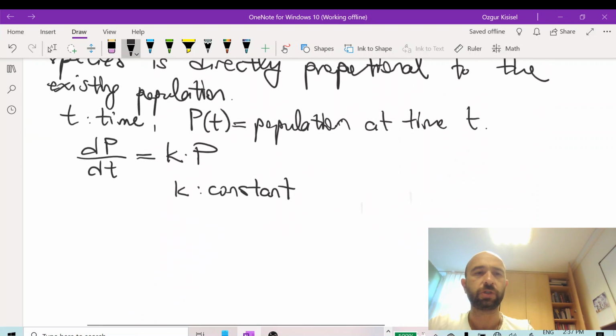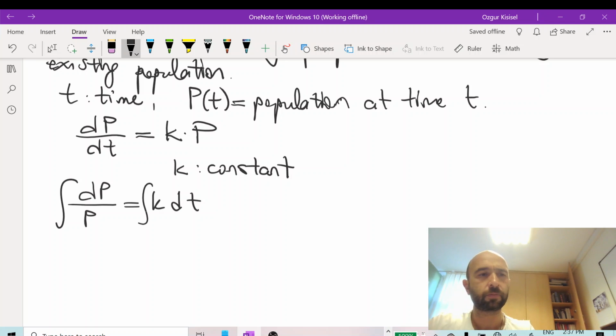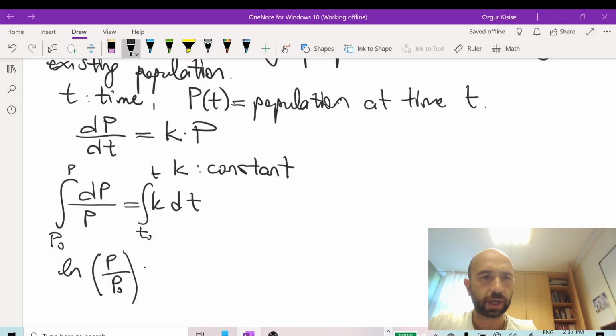So the solution is quite simple. This is separable. We have dp over p equals k dt, and you integrate. This integral is from t0 to t, and this one is from some initial population p0 up to p. The integral on the left will give you ln of p over p0, and the integral on the right will give you k times t minus t0.